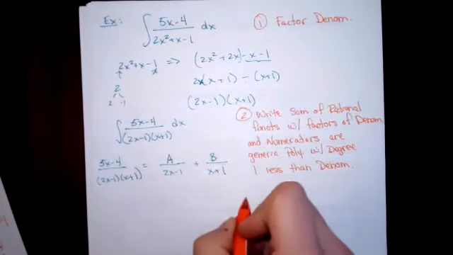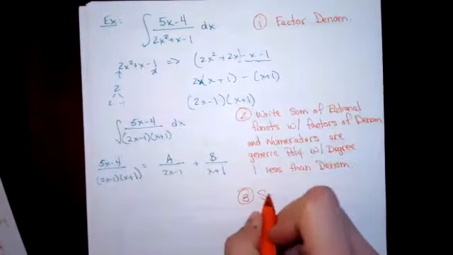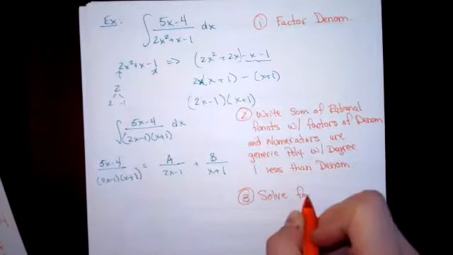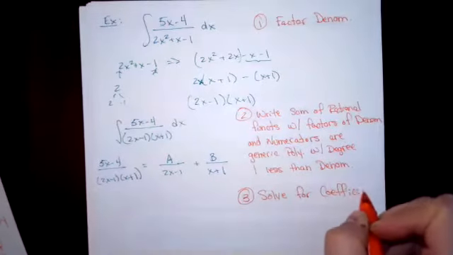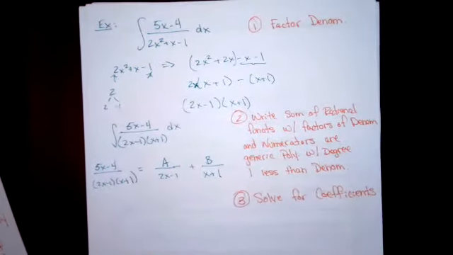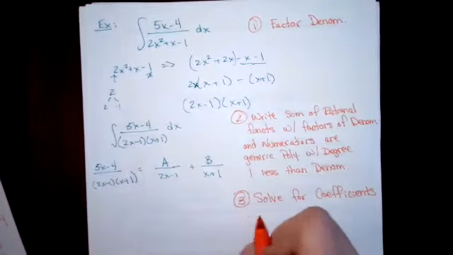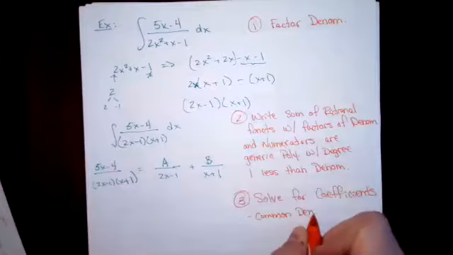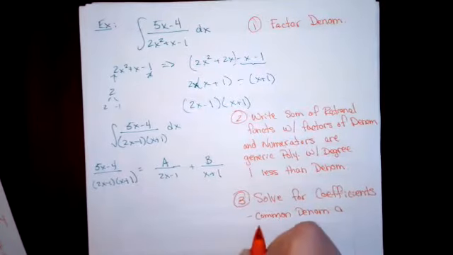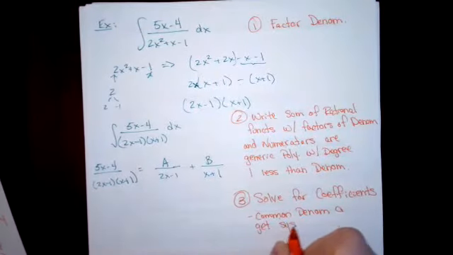So step 3 is going to be solve for the coefficients. And there's two ways to do this. There's the proper way, and then there's a trick. And actually, I would prefer you guys actually do both. The trick makes things a lot easier, but you cannot neglect the proper way to do this. So the proper way to do this is to simply find a common denominator and get a system of equations.